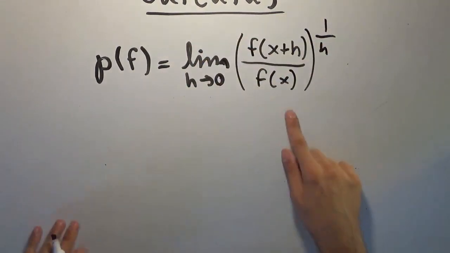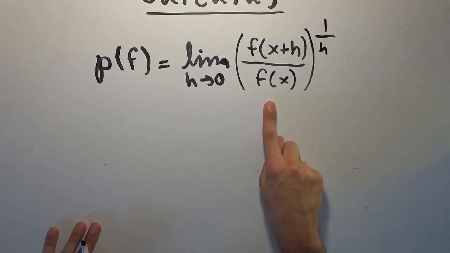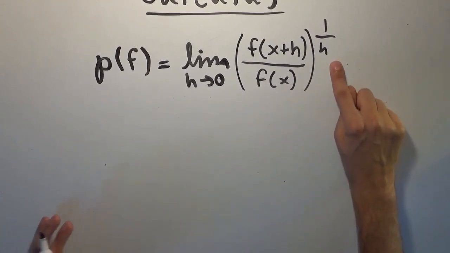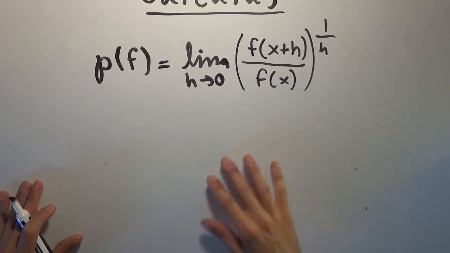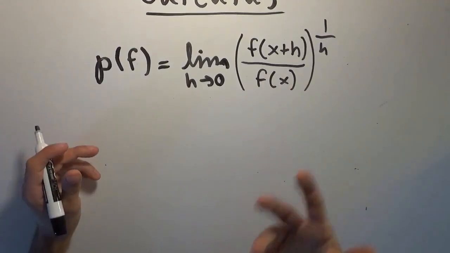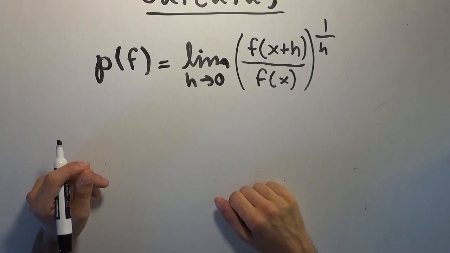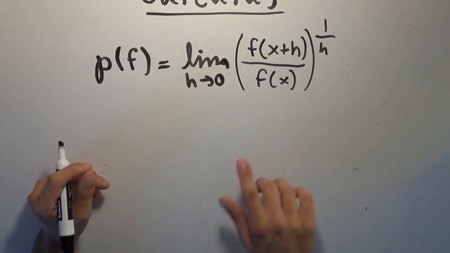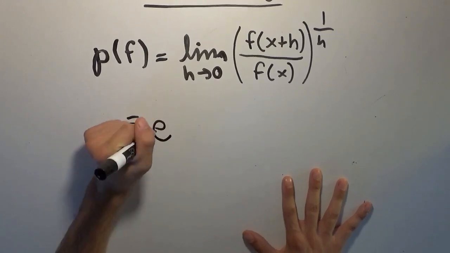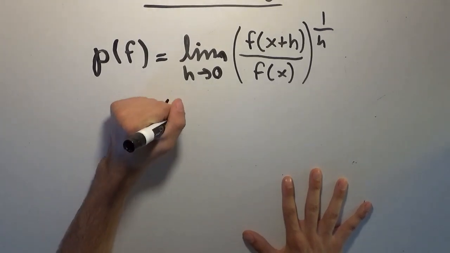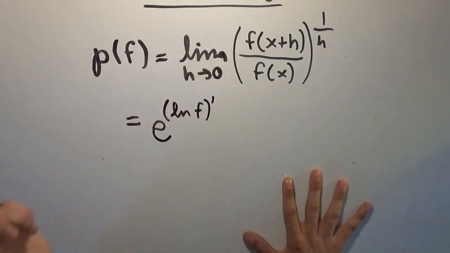So it's very similar, but instead of subtracting these things, we're dividing them. Instead of multiplying that by 1 over h, we're raising it to the power of 1 over h. And so this, as it turns out, if you do some mathematical manipulations, and Dr. Peyam does this in his product derivative video, this turns out to be exactly equal to e to the power of the derivative of the natural logarithm of the function f.